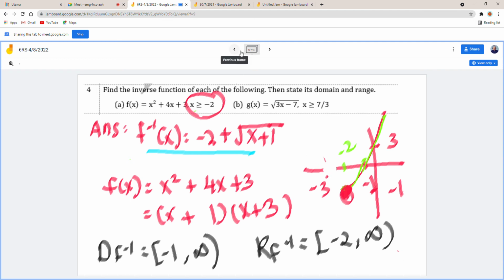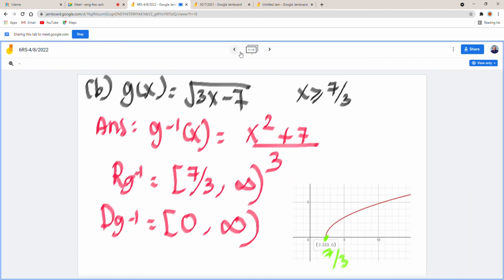Wait, -1 to infinity? Yeah. Is it not -1 until 3? Why 3? This one is the intersection. Oh, it's the intersection. Okay, it's not stopping. Okay.